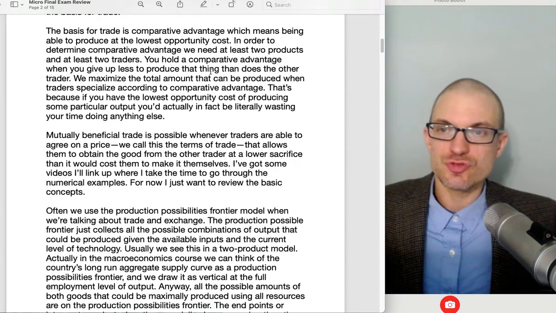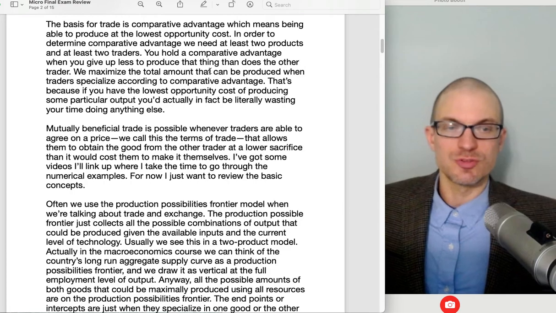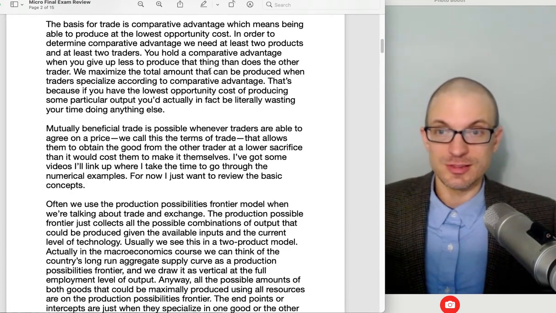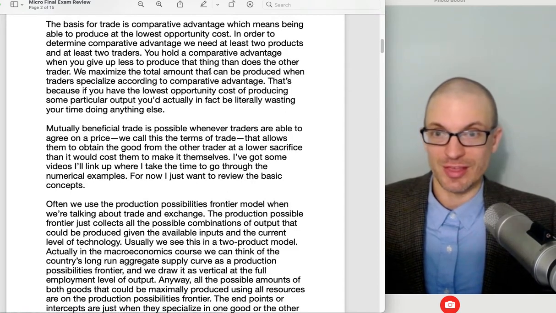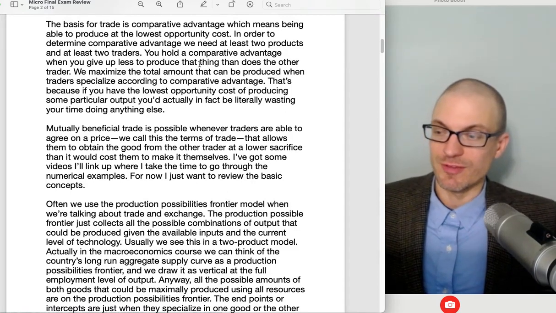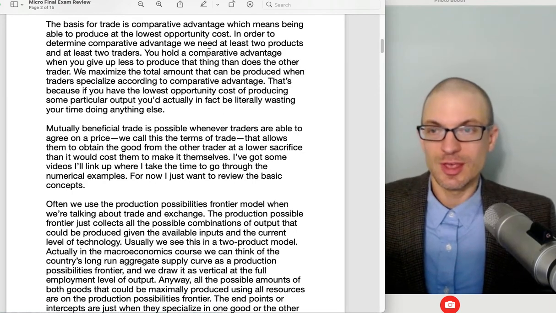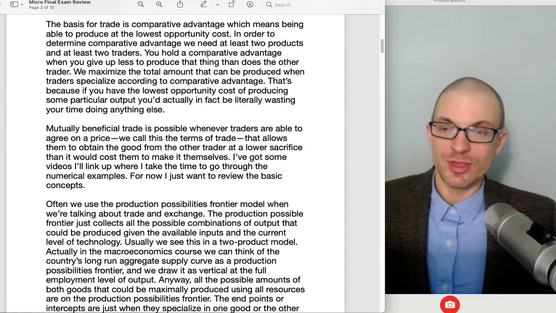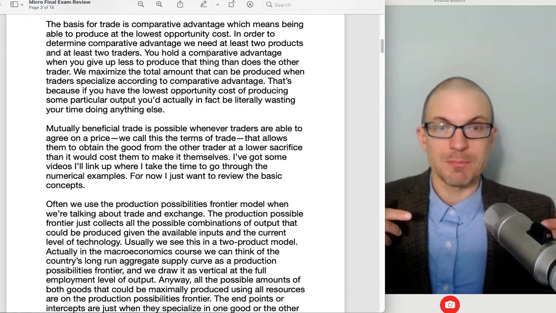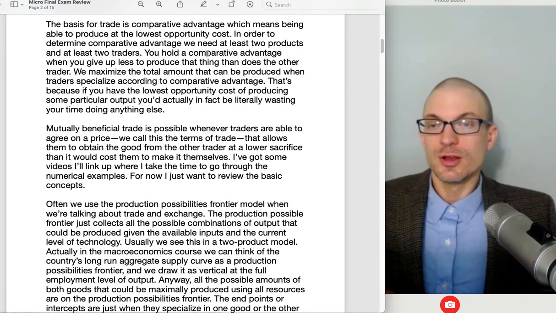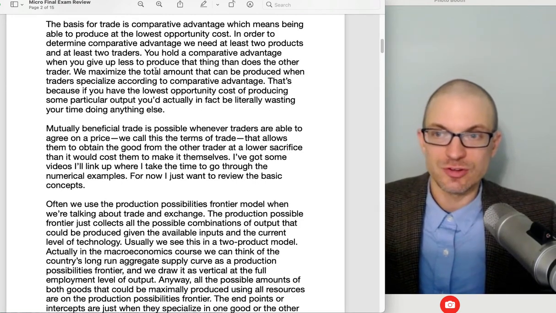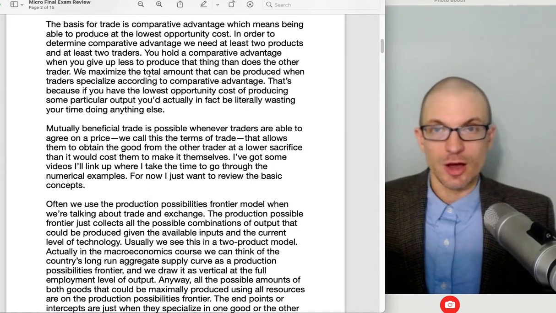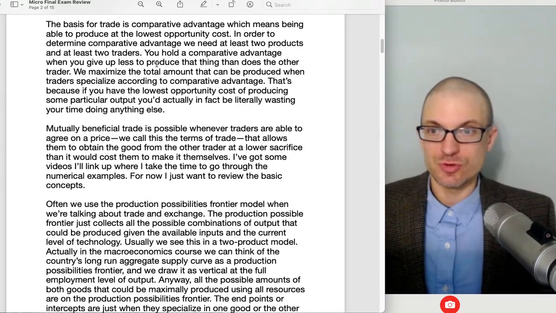The basis for trade is comparative advantage, which means being able to produce at the lowest opportunity cost, sacrificing the least to be able to produce whatever that thing is. Now, to determine comparative advantage, we've got to have at least two products, and you've got to have at least two traders, because it's not just how you're producing one thing versus another, but how you're doing this in comparison to some other trader, right? So you hold a comparative advantage when you give up less to produce that thing than does the other trader, when you have the lowest opportunity cost.